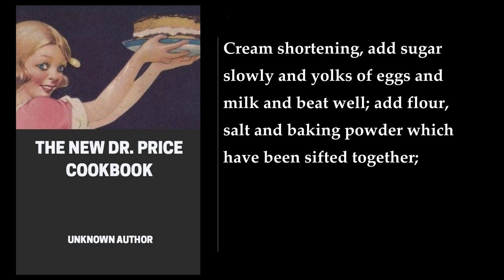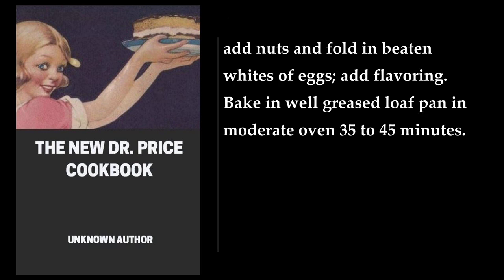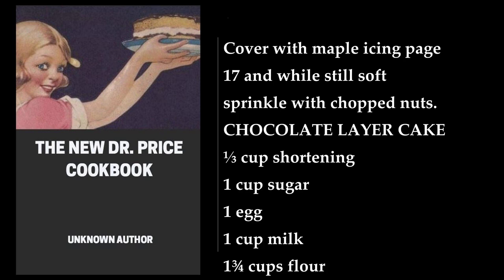salt and baking powder which have been sifted together. Add nuts and fold in beaten whites of eggs, add flavoring. Bake in well-greased loaf pan in moderate oven 35 to 45 minutes. Cover with maple icing, page 17, and while still soft sprinkle with chopped nuts.